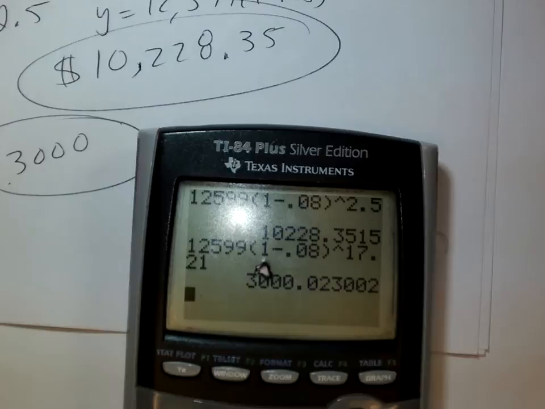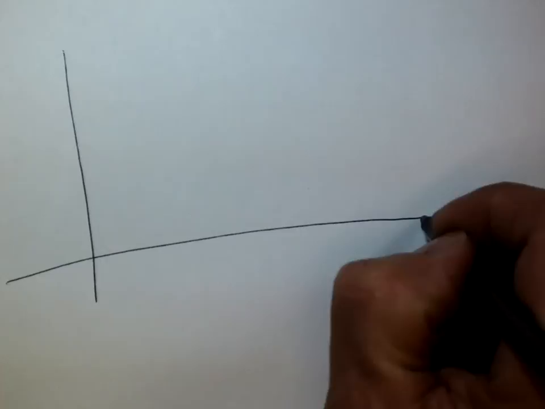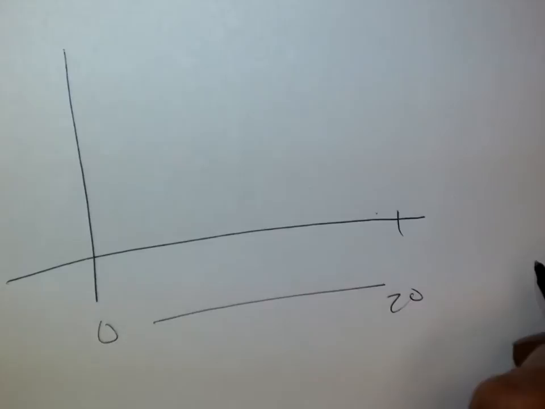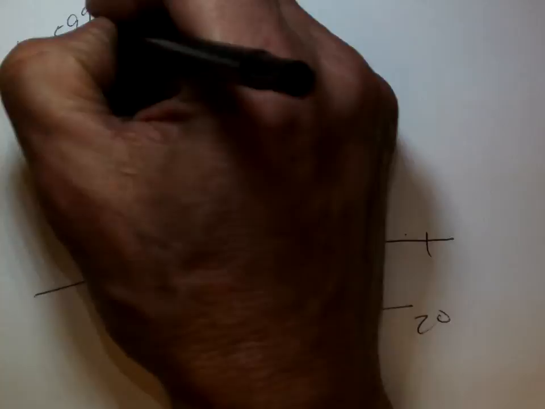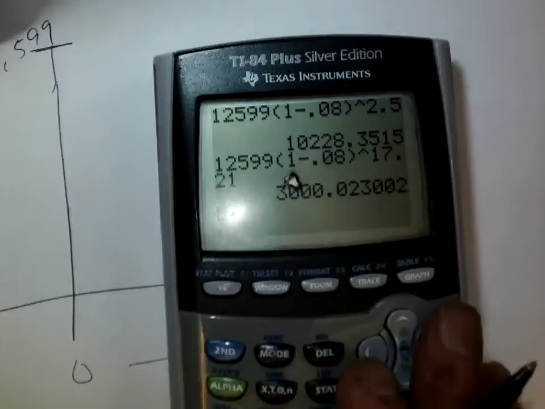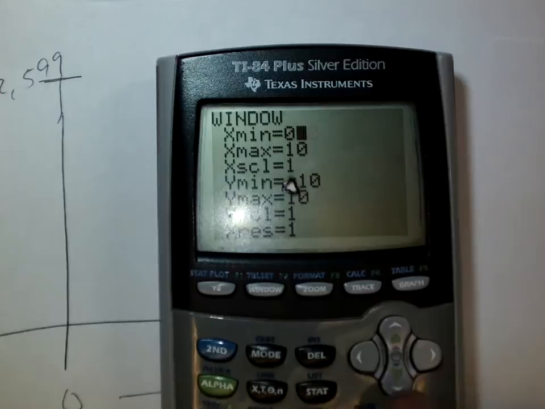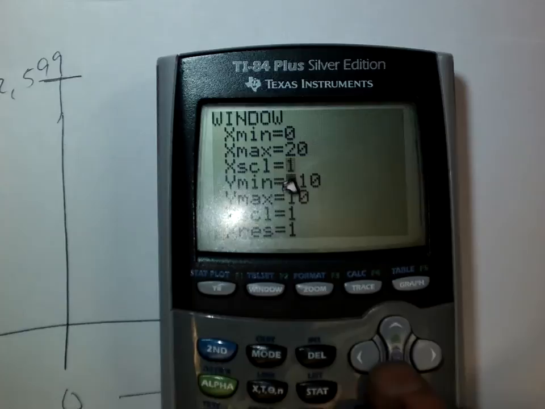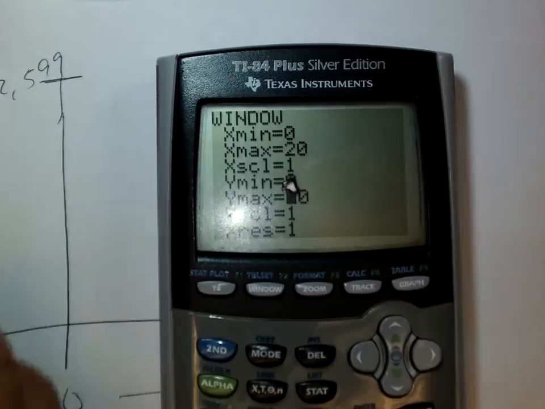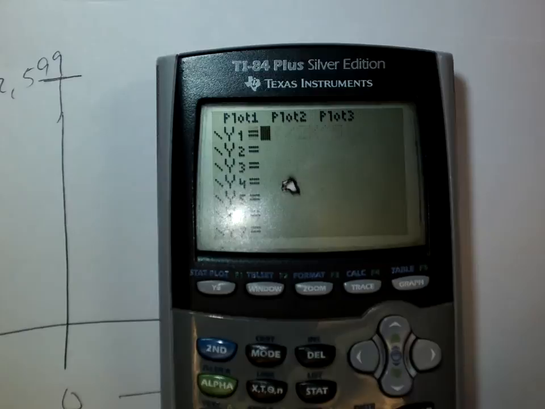Now, before I graph it, I got to think about a few things on graphing. Now, you said 17 years, so let's go from 0 to, say, maybe 20 years. We know we have a value starting up at 12,599, right? So when I go to graph this equation, I'm going to make my window fit this. I'm going to go from 0 to 20, because Ben, you said the answer is 17. My y values are going to go from 0 to at least 12,000, so I'll make it 13,000, okay? I'm going to put the equation in my calculator, 12,599, 1 minus 0.08 to the power of x, and I graph it.